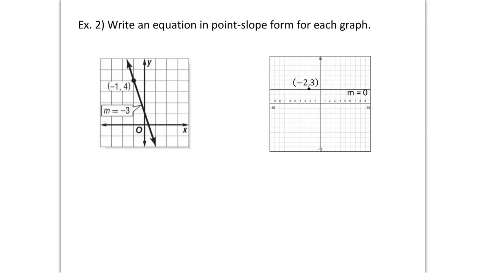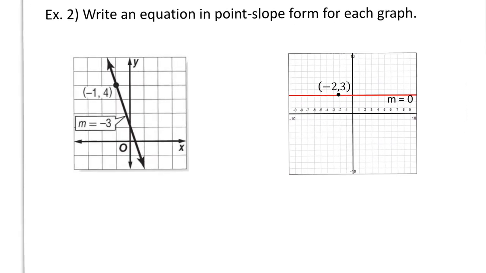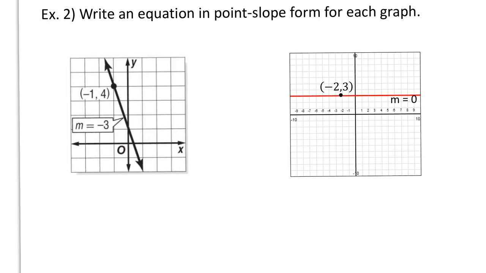All right, now this one's kind of going backwards. They have the graph already, but we want to write the point-slope form for each one of them. So first, let me write down the form so you guys know what we need to use. It is y minus y1 equals the slope m times the quantity of x minus x1. So we do need the x1, the y1, and that's from your points, and we need the slope.